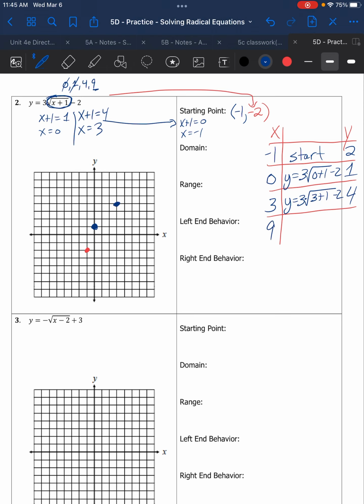And you could do 9 if you want, if you want to try for a better looking graph. What number plus 1 is 9? That's 8. 8 plus 1 is 9, the square root of 9 is 3, 3 times 3 is 9, minus 2 is 7, so it'll be 8, 7.